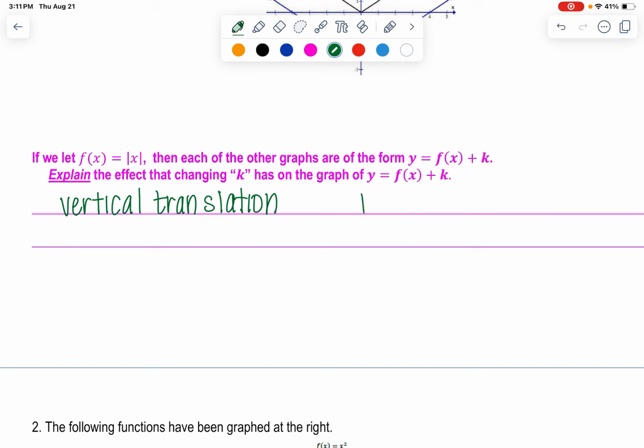And if k is positive, then the graph is moving up. And if k is negative, then the graph is moving down. Okay. Once again, you can say translation or shift. Doesn't matter to me.